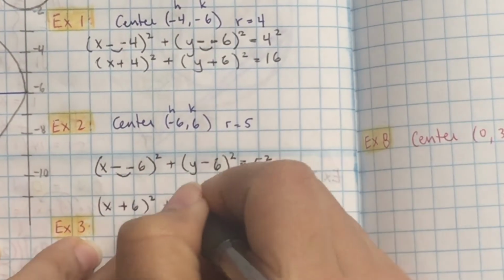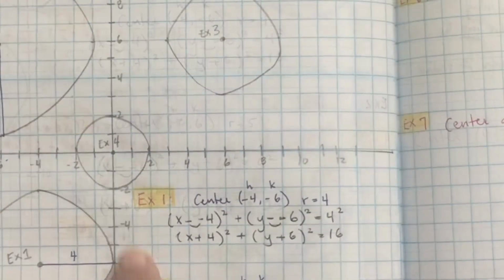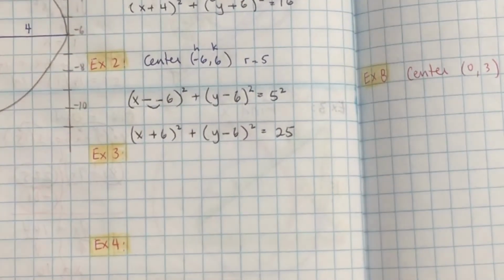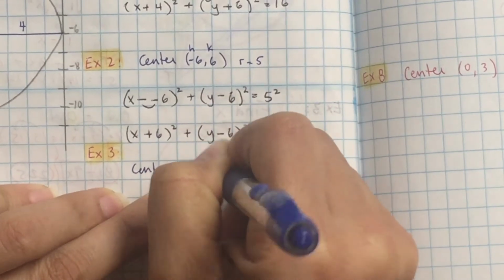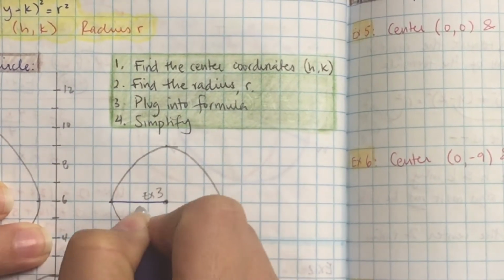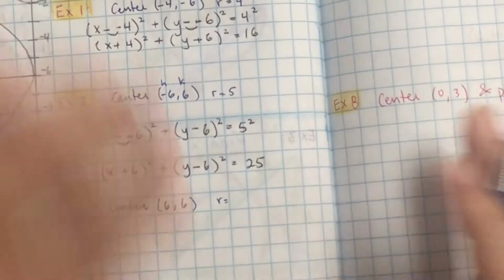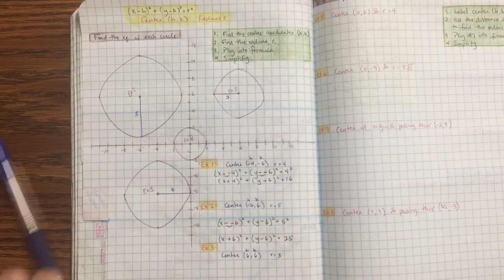Okay. Then go ahead and take care of the signs. 2 negatives make a positive. And then 5 squared is 25. And that's it. Example 3, start with the center again. So the center is 6, 6. And the radius is equal to... So again, the radius is from the center to any part of the circle. And you can just count the boxes, 3. And then you're going to label h and k and plug it in.